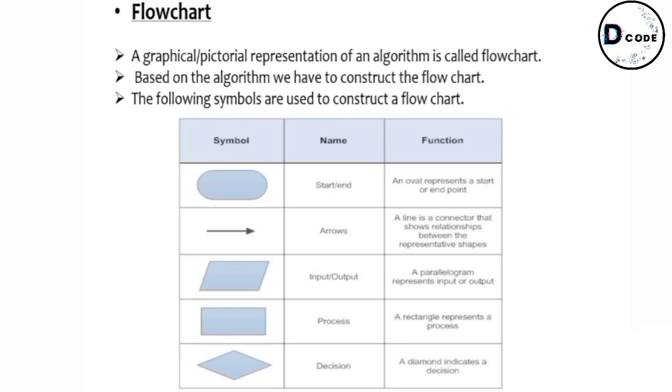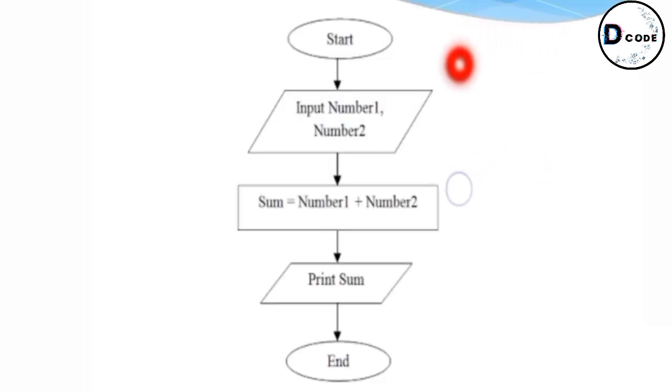Now we'll see an example. This is the flowchart for adding two numbers. See, start, input number 1, number 2. That is, it's taking two numbers as input. Then it is adding two numbers and assigning a value to sum. Then it is printing the sum.